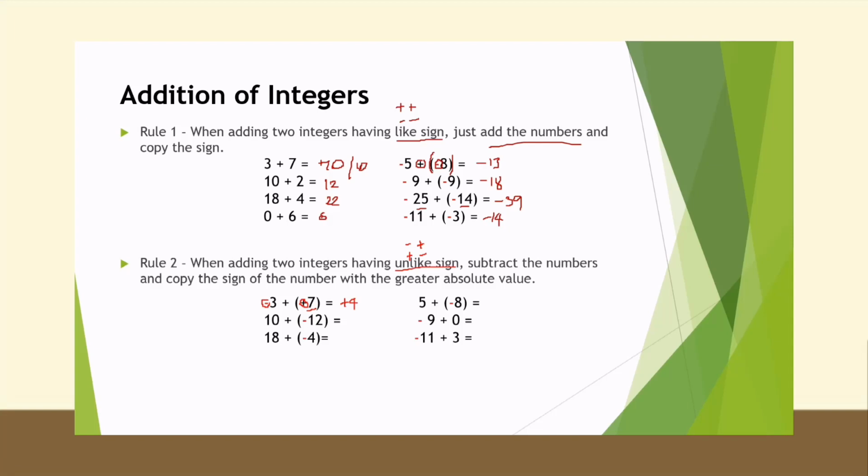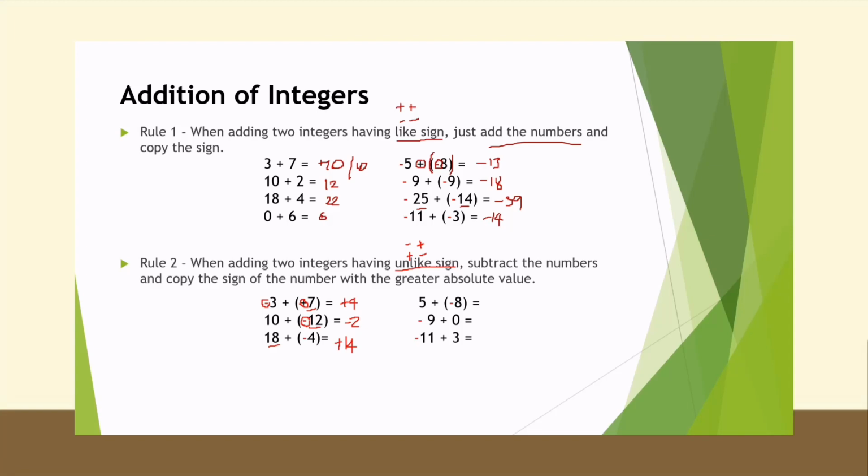So subtract the numbers, we have 2. Then copy the sign of the number with the greater absolute value, and that is 12. The sign of it is negative, so you just copy negative. Next, 18 plus negative 4. Again, unlike sign. 18 minus 4 is 14. Copy the sign of the greater absolute value. So, what is the sign? Positive. So, therefore, the answer is positive 14.